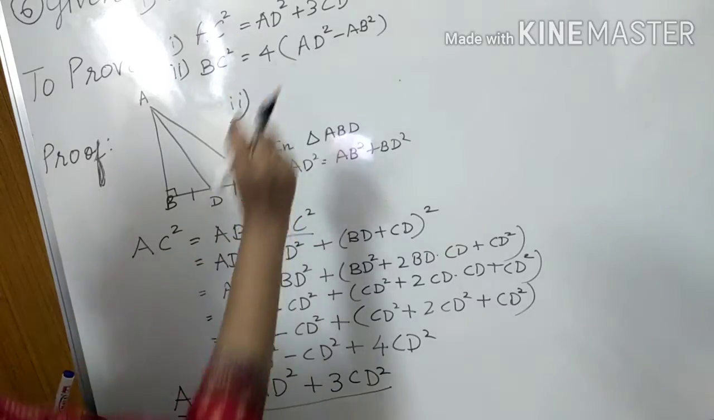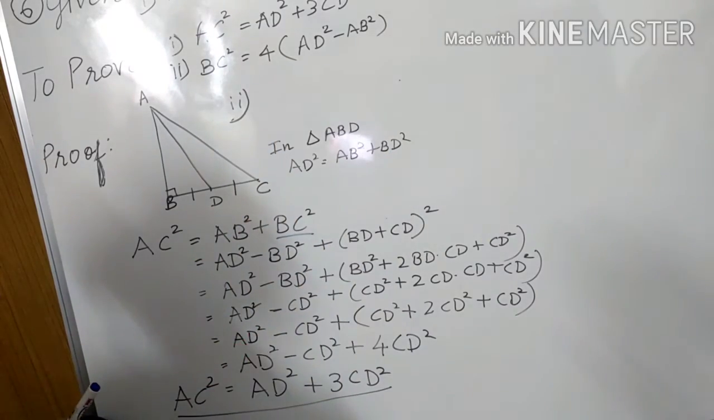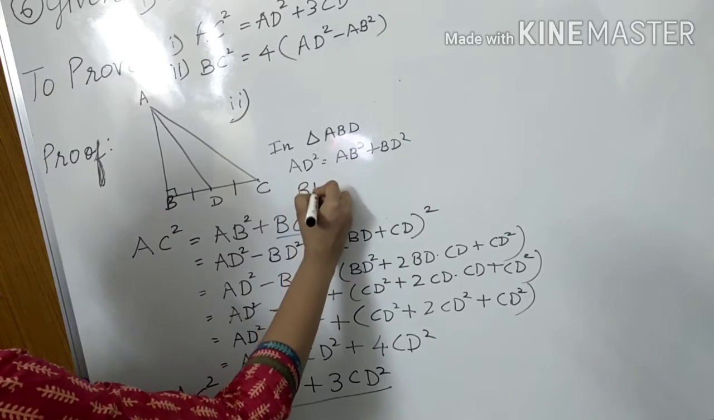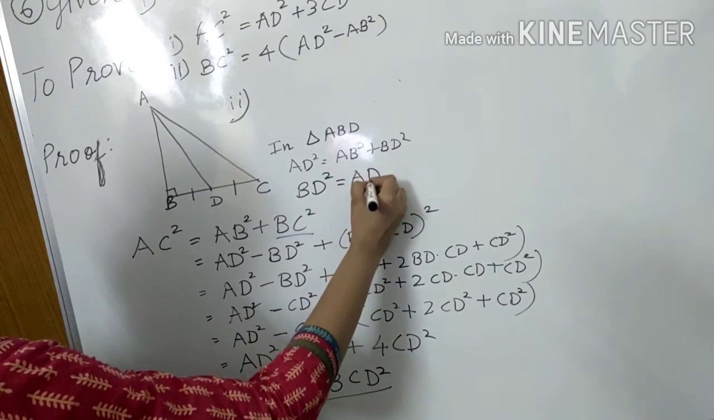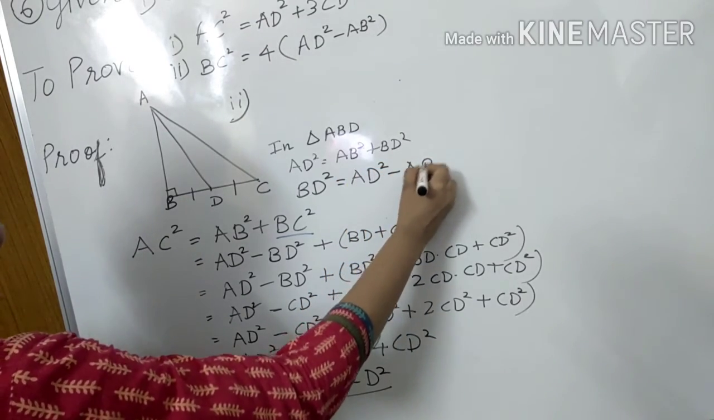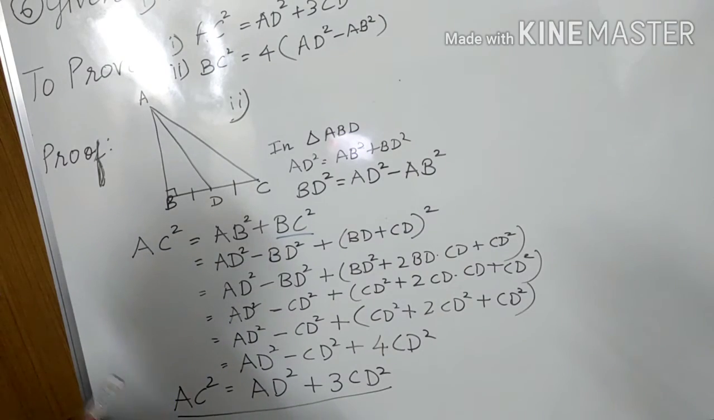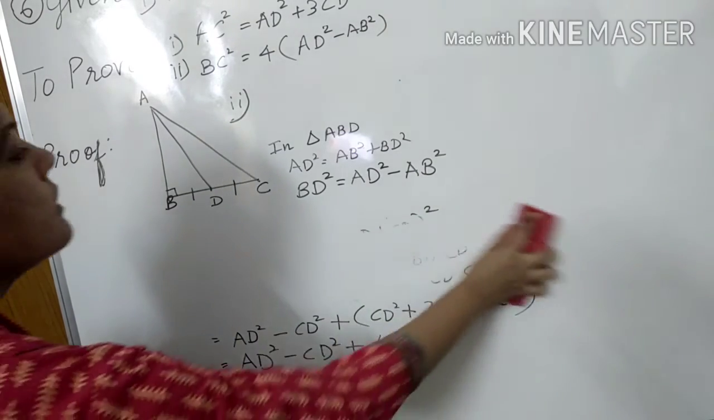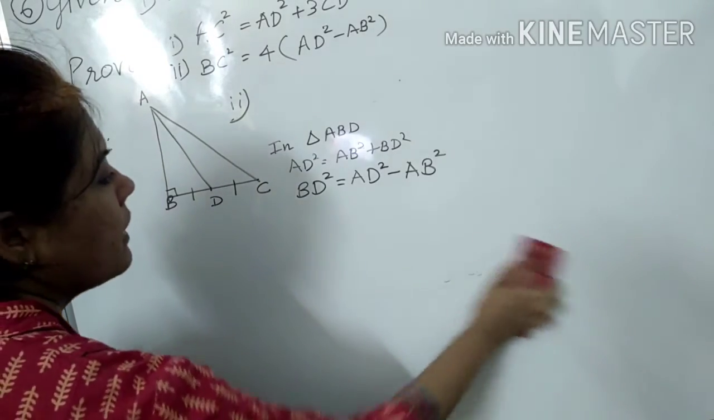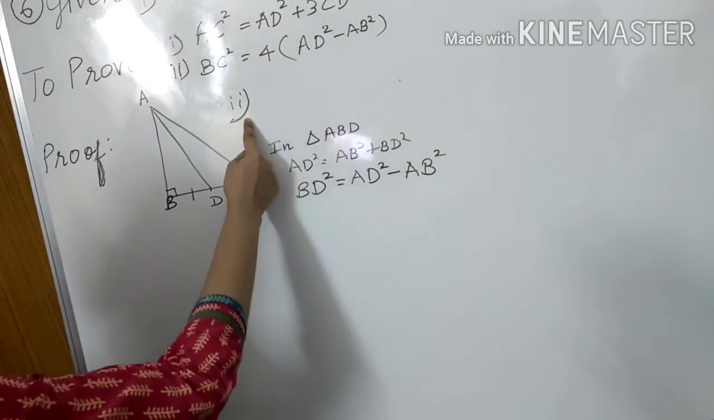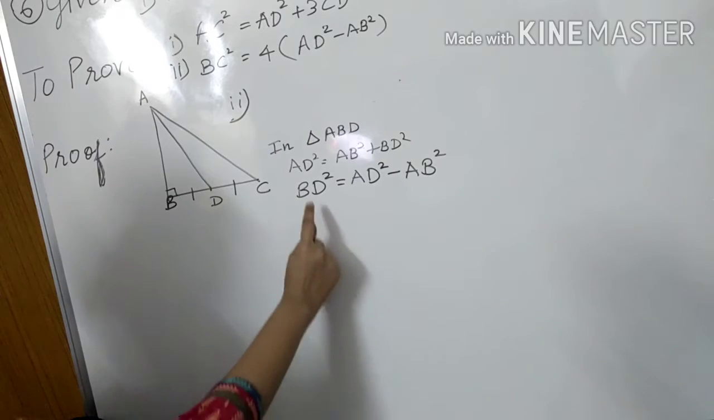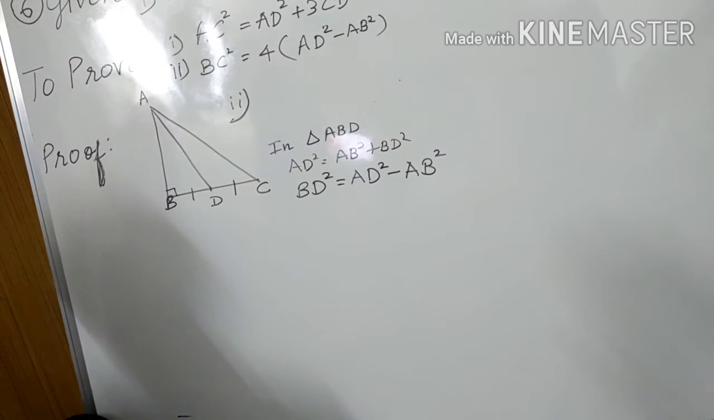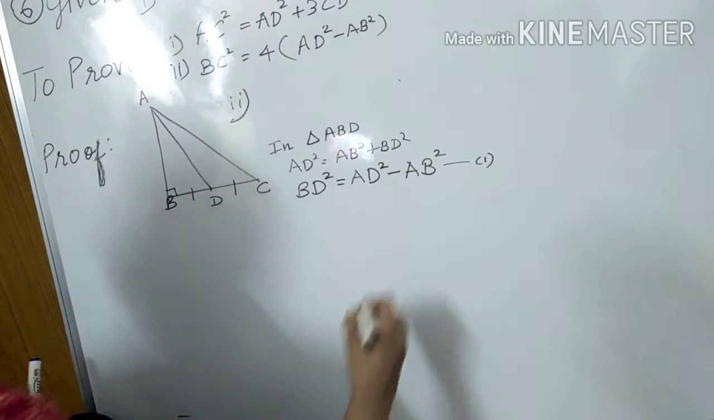But according to our result, I need the value of BD square now. So I will make BD square the subject here. So BD square is equal to AD square minus AB square. This is the first thing we have to start in this proof. Now I am rubbing all of our first result. So students, we have started our second result. I have written in triangle ABD, using Pythagoras theorem, BD square is equal to AD square minus AB square. I am giving this number 1 result.